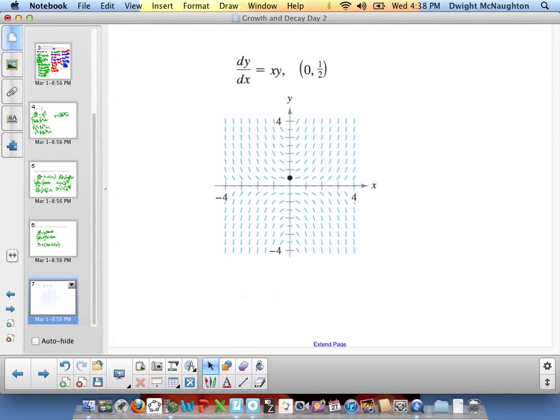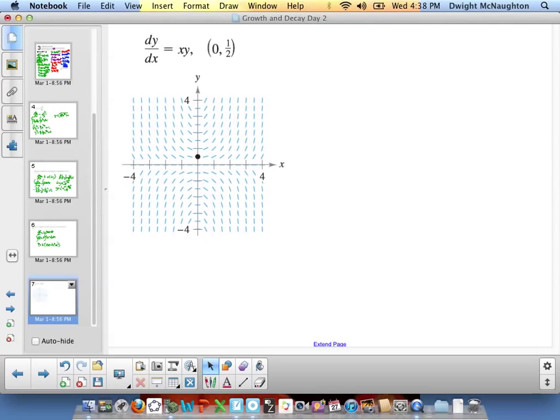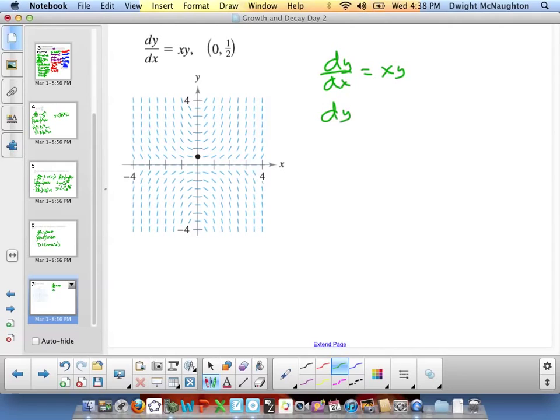Okay. Here we have a slope field. We have to find a particular solution to the slope field that goes to the point 0, 1/2. And the equation for the slope field is xy. So we'll start by separating dy/dx equals xy. We'll move the y's over and the dx over.